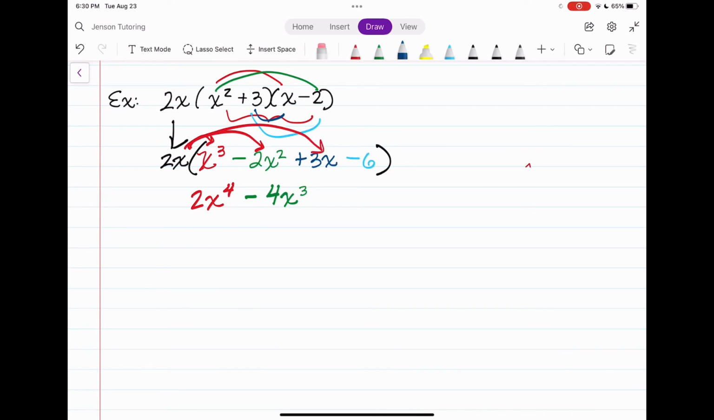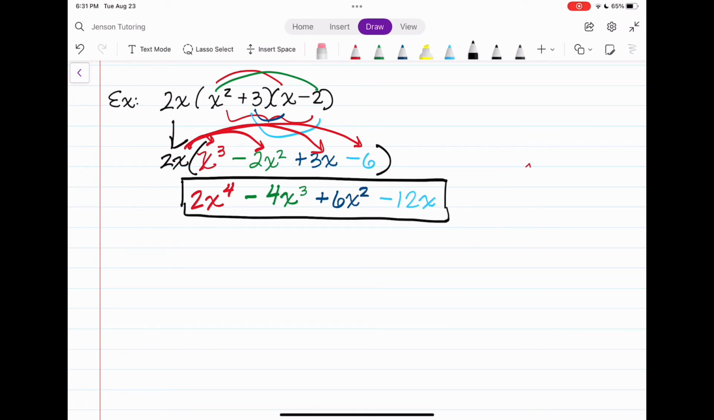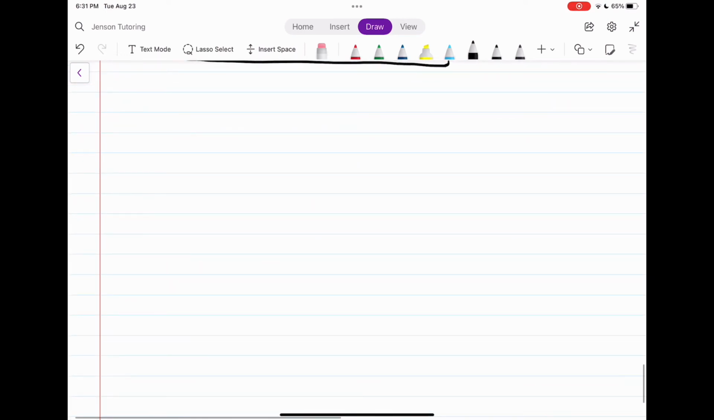So nonetheless, I'm going to distribute that 2x to all four terms now. And make sure it's in the correct order of descending exponents, which it is.